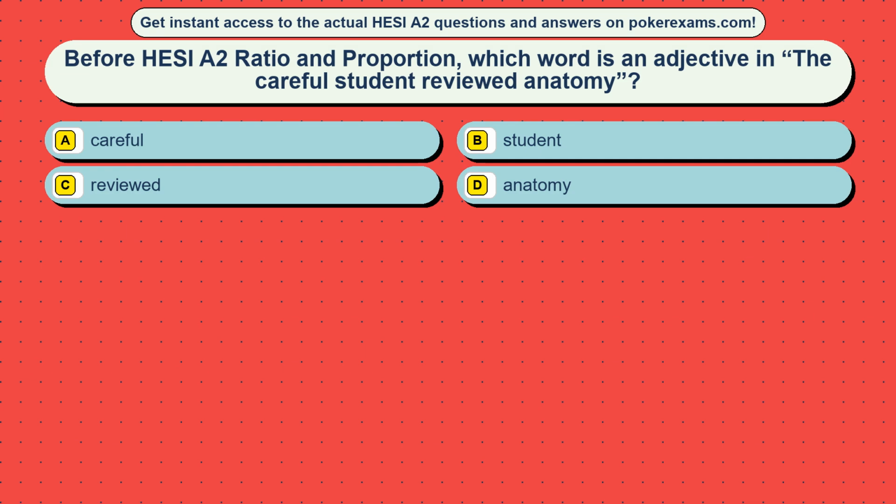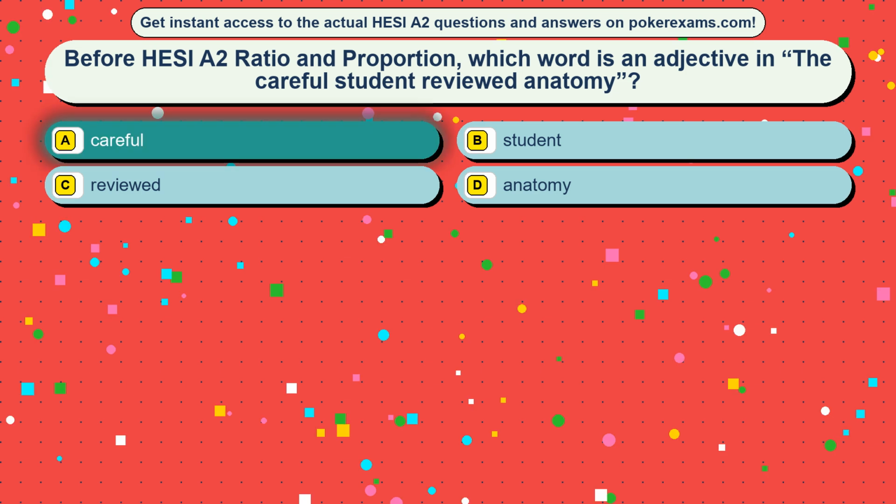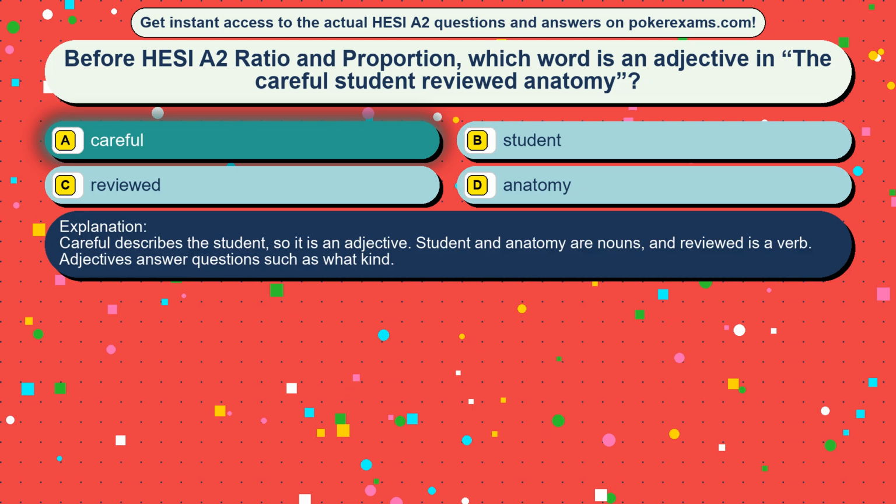Question 45. Before HESI A2 ratio and proportion, which word is an adjective in the sentence, the careful student reviewed anatomy? Option A, careful. Option B, student. Option C, reviewed. Option D, anatomy. The correct answer is option A, careful. Careful describes the student, so it is an adjective. Student and anatomy are nouns, and reviewed is a verb. Adjectives answer questions such as what kind.